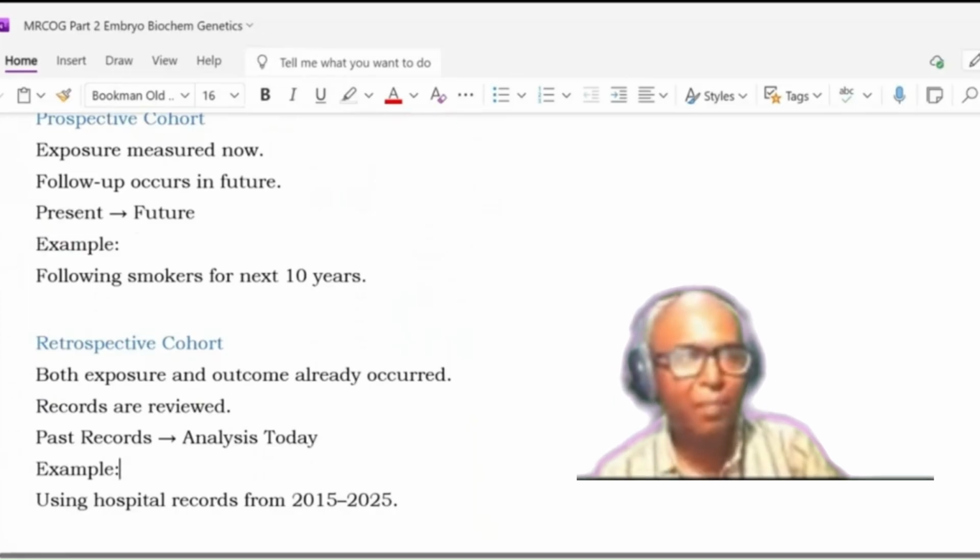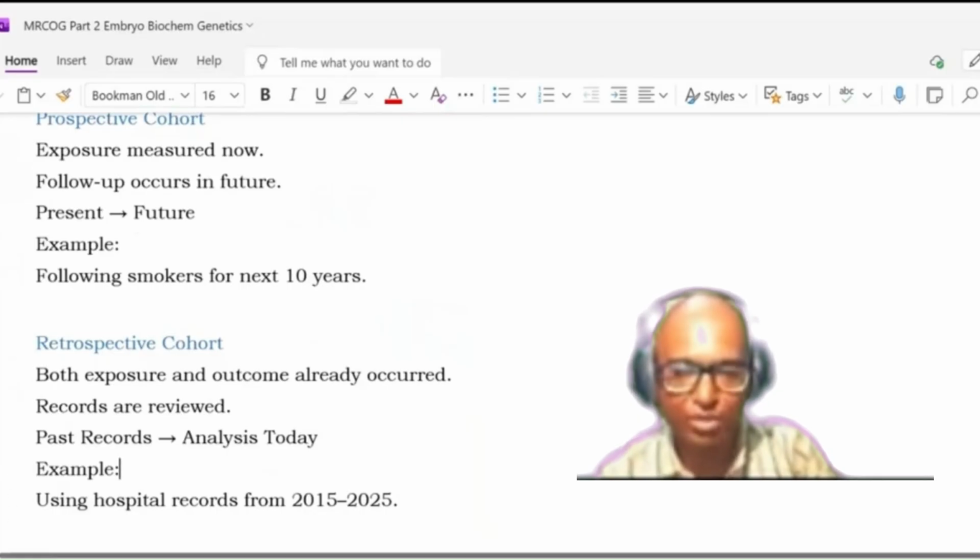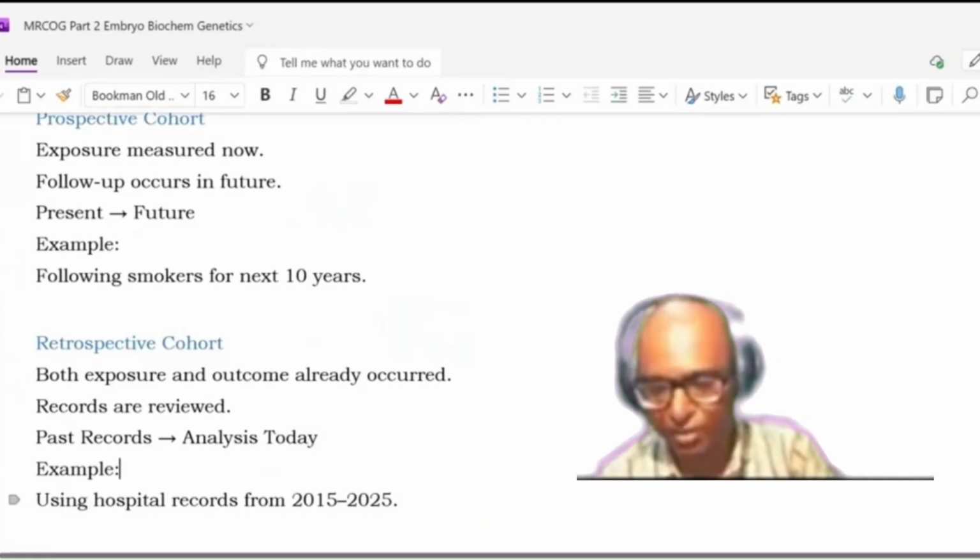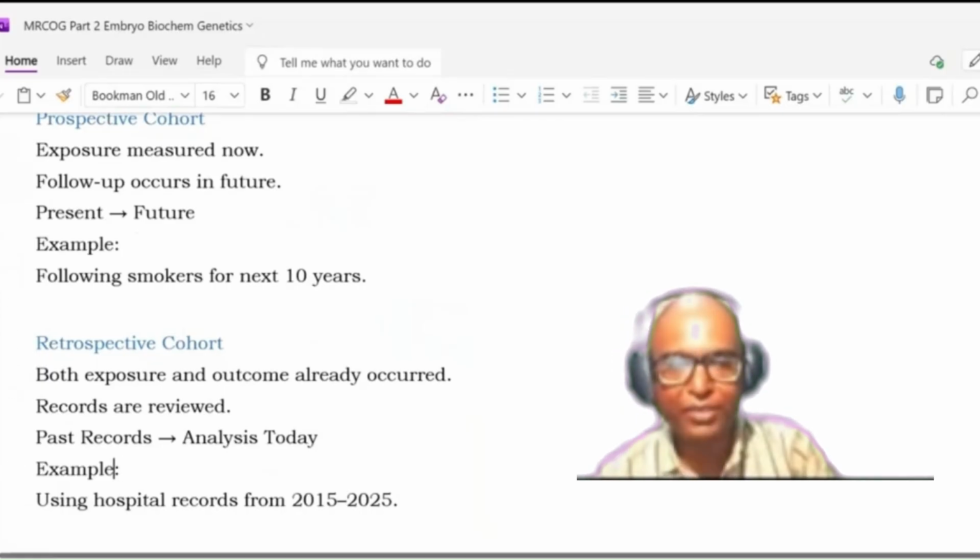Records are reviewed. The past records are analyzed today. Okay, so using the hospital records from 2015 to 2025. Okay, so here though both exposure and outcome have happened, still it is a retrospective cohort study, but the analysis is done from 2015 to 2025. Okay, so at the beginning, again, we go into 2015 only. Though we are conducting the study in 2025, we go into 2015, and then you follow up these patients in a forward direction till 2025. Okay, so that is the retrospective cohort study.